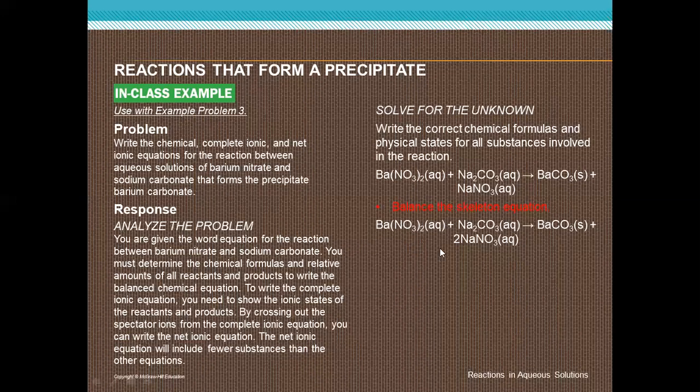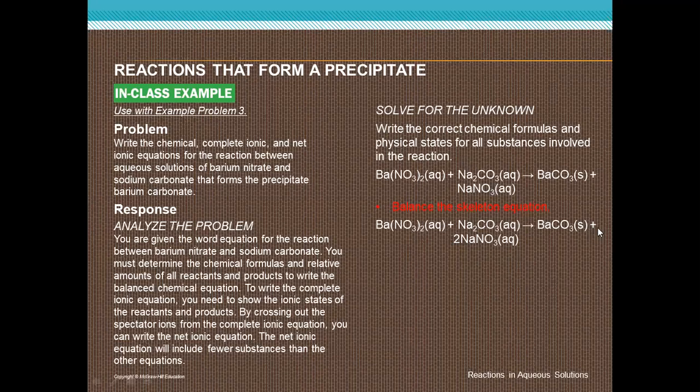Ba(NO3)2 plus Na2CO3 aqueous to produce BaCO3 plus 2NaNO3. Okay, we balanced this sodium nitrate and we put 2. Why? Because in the reactants there are 2 sodium atoms that join our chemical reaction, so we must produce 2 sodium atoms. So we add 2. Two sodium atoms enter the reaction, and also 2 sodium atoms are produced from this chemical reaction. So it's the balance of this equation.